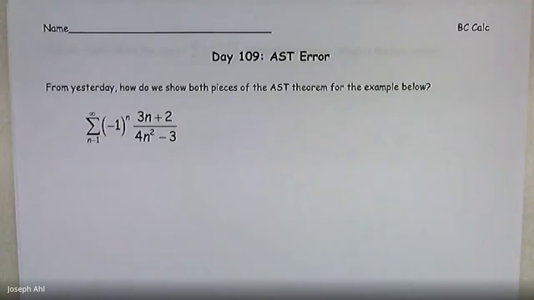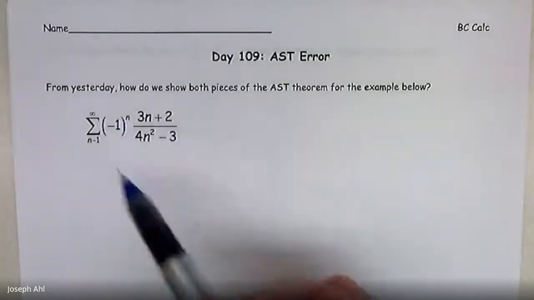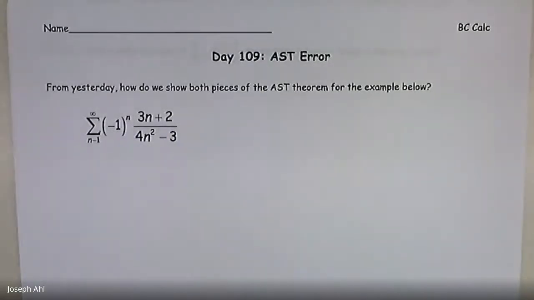Today we're going to look at an example from the end of the notes on day 108. At the end of the day 108 notes, we saw that the absolute convergence theorem for this particular series diverges. So in that case, we don't have a conclusion yet. We have to then transition over to the alternating series test to determine whether or not this converges or diverges.